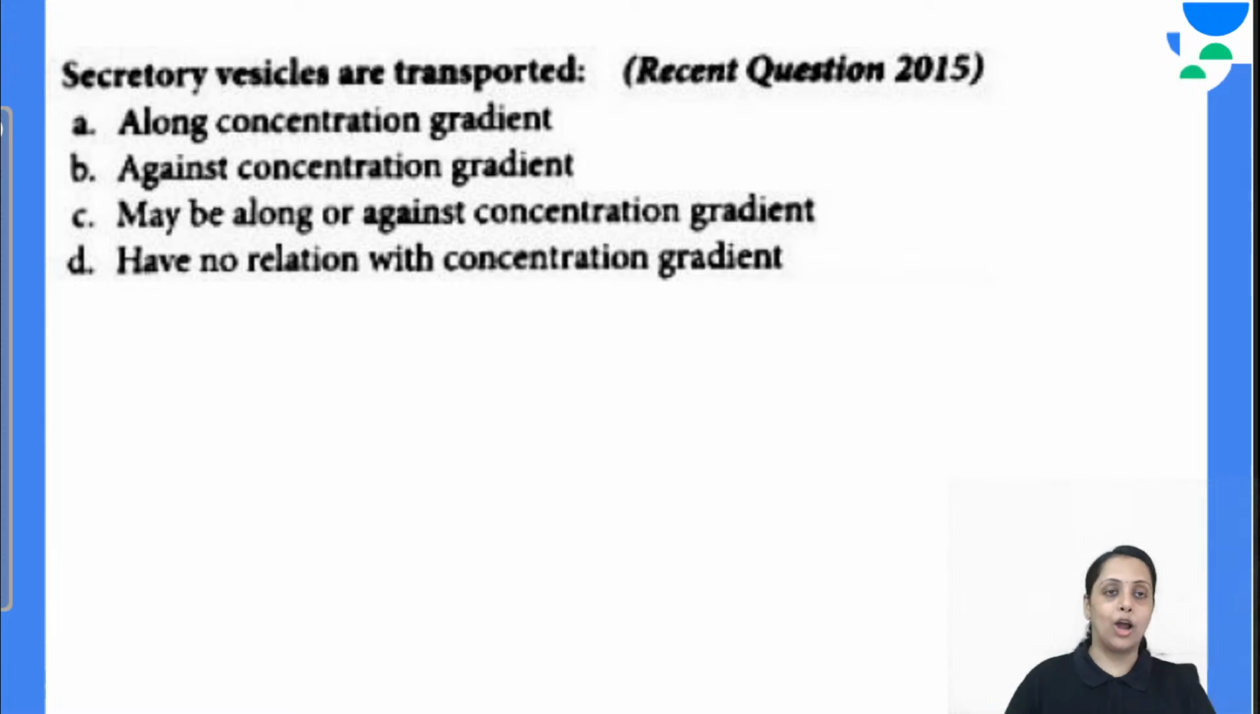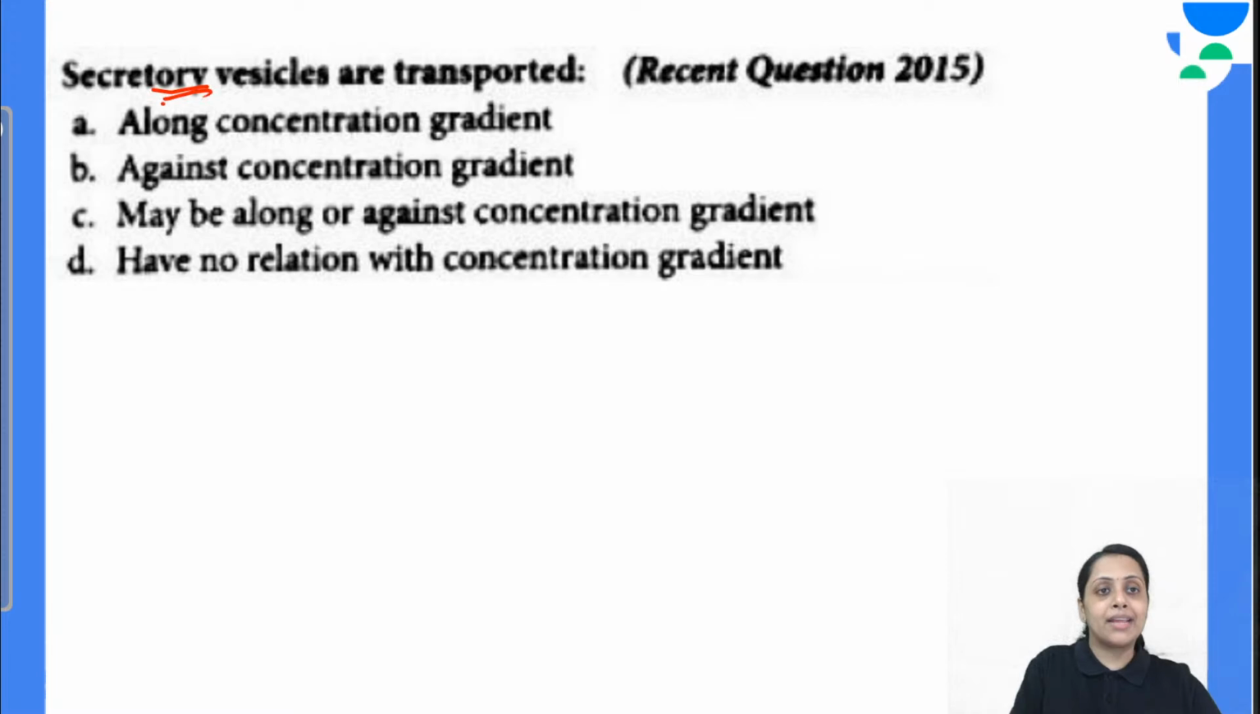Coming to this one. Secretory vesicles are transported: option A, along the concentration gradient; option B, against the concentration gradient; or maybe along or against the gradient, having no correlation with the concentration gradient. Everybody answer this question. Secretory vesicles are transported.